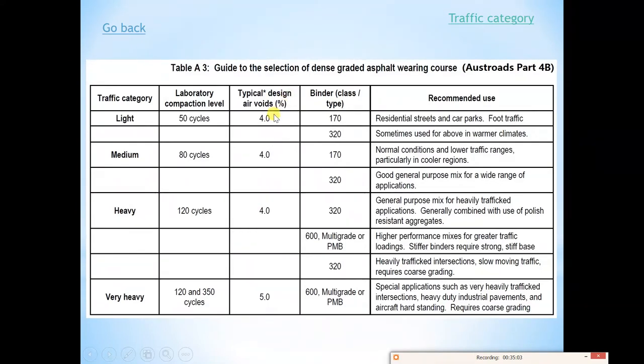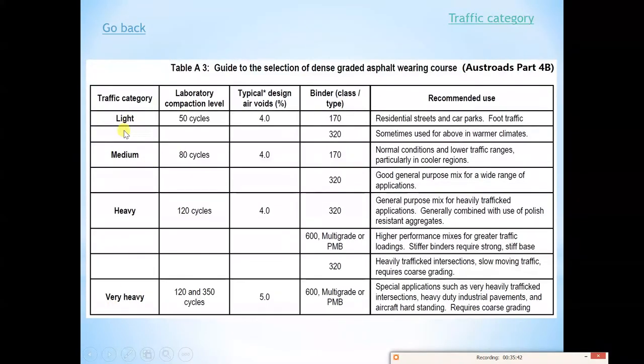There's about 4% or 5%. You see the binder, they make use of a variety of the asphalt grades, the 170, 320. For medium, you could use the 170, 320 as well. For heavy, you could use 220, or you could use 600, multi-grade, or PMB. For very heavy, you could use 600, multi-grade, or PMB.